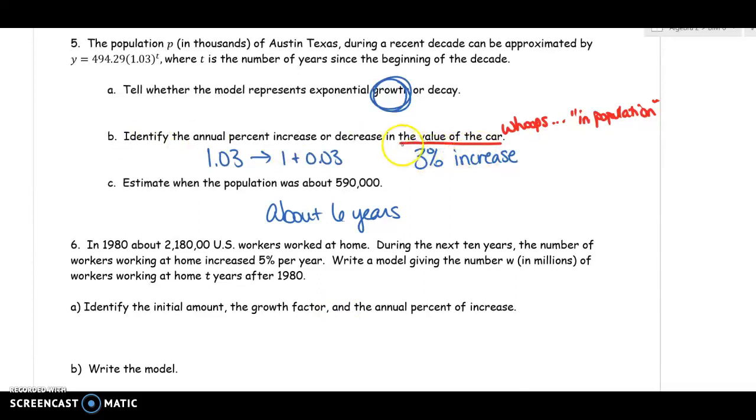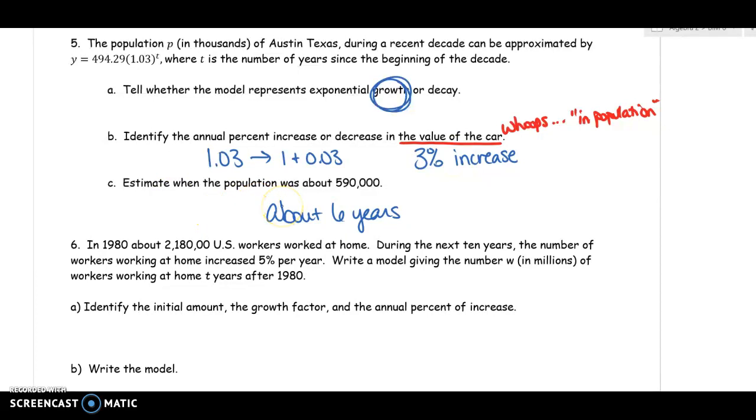Okay, so first of all, sorry about this. It says value of the car. It should say the increase or decrease in population. So this 1.03 comes from that formula. Look back at your notes at the growth formula. That is 1 plus r. So 1 plus 0.03 means there's a 3% increase in population.